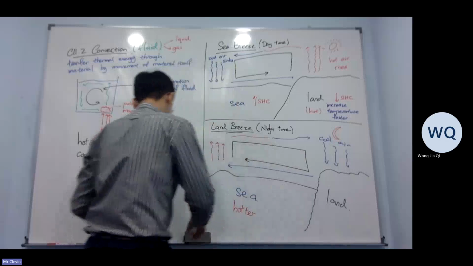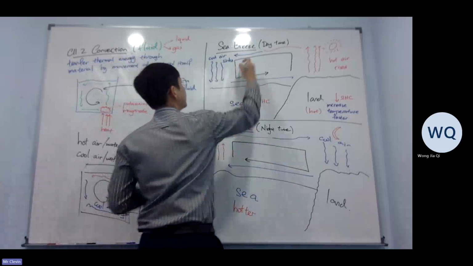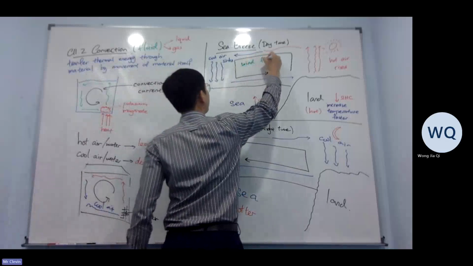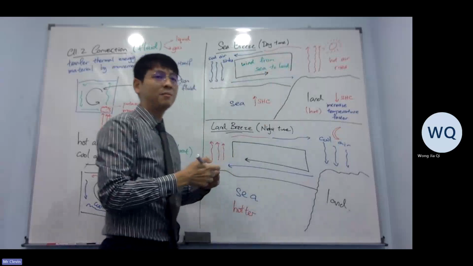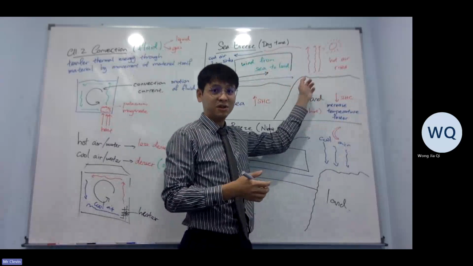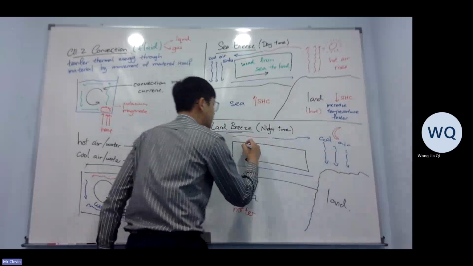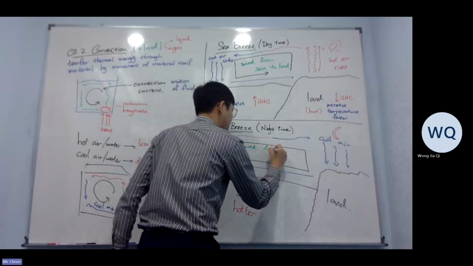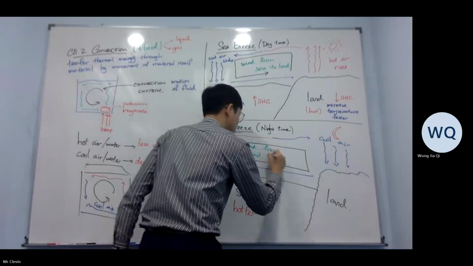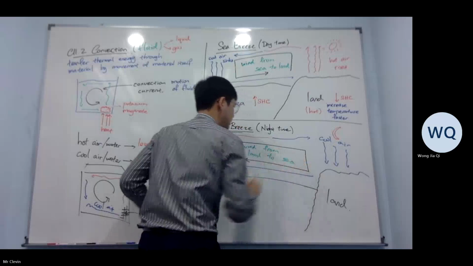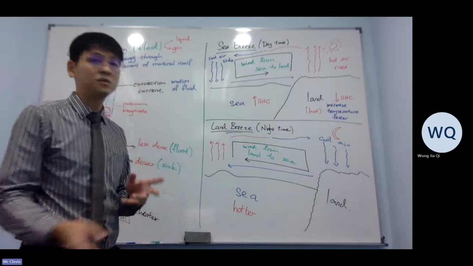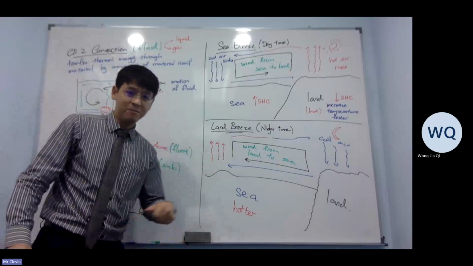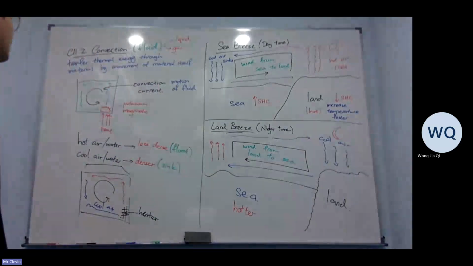So always think of it this way. Sea breeze is wind from sea to land. Blowing from sea to land, that's sea breeze. Land breeze is always the wind from land to sea. That is what we call a land breeze. So these are the two things that you need to know in terms of sea breeze and land breeze. And that will be the end for the convections.